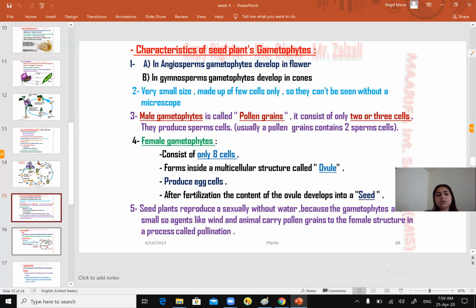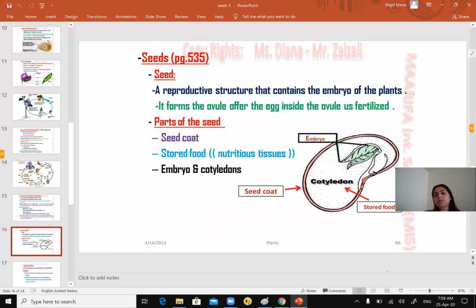The second part of today's session is seeds. As I told you, you will learn the structure of the seed, the three parts, their functions, and we will compare the structure of seeds in angiosperms and gymnosperms. In angiosperms, we'll also compare monocot and dicot. So let's go through this slide here. It shows the three parts within a seed, which we will discuss.